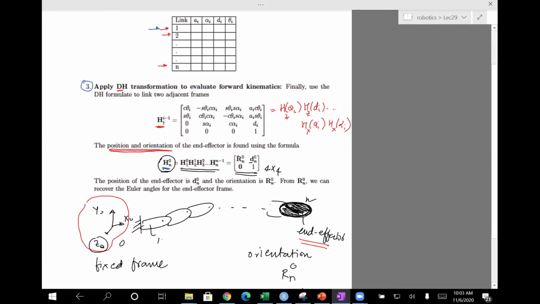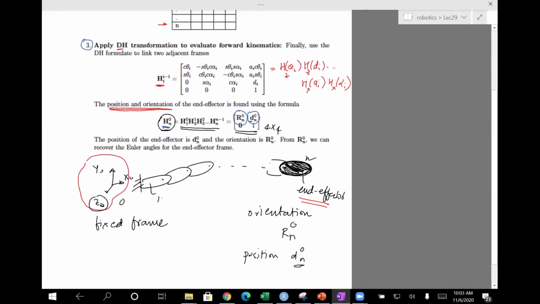This H matrix gives me the rotation of the end effector and the distance of the end effector from the base of the robot. And that is what I need in order for the end effector to pick up an object, right? If there's an object in the scene, the robot will pick it up because we know this position with respect to the global reference frame. And that's what we are trying to get through this H matrix, Hn with respect to 0.